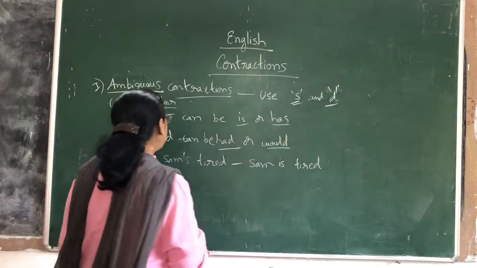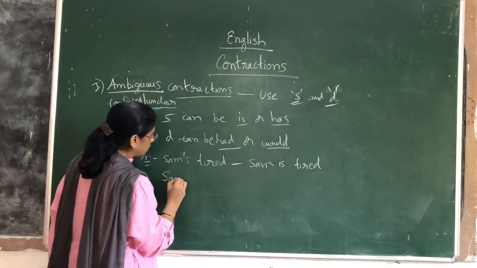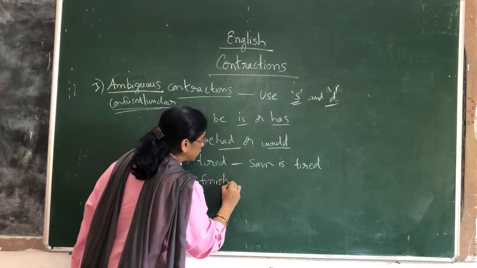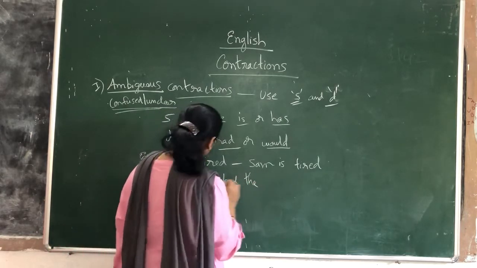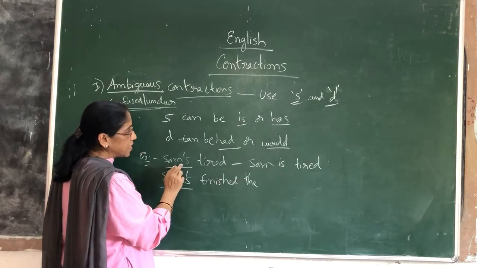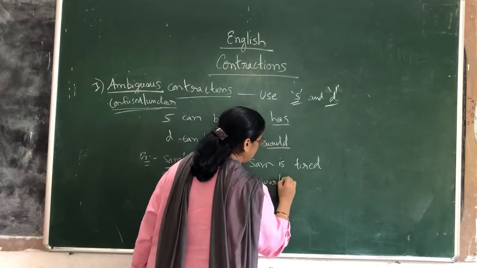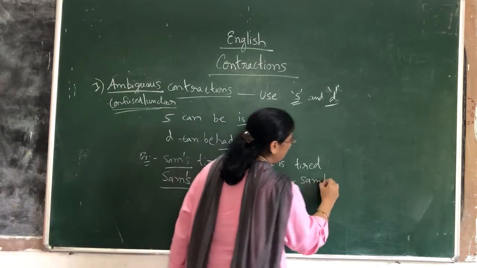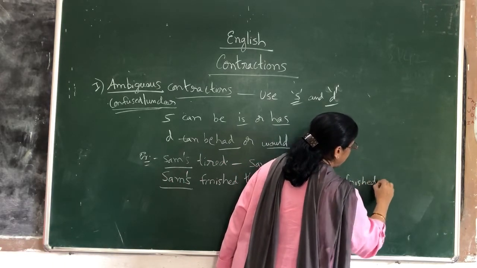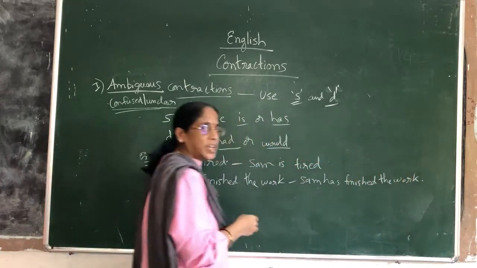Understood, ma? Sam's tired. That is, Sam is tired. Okay. Now, Sam has finished the work. See, if you write according to the sentence, is it changing or not? So here it is Sam is tired, ma. Okay. Sam has finished the work. So here, Sam has finished the work. Okay, Sam has finished the work like this.